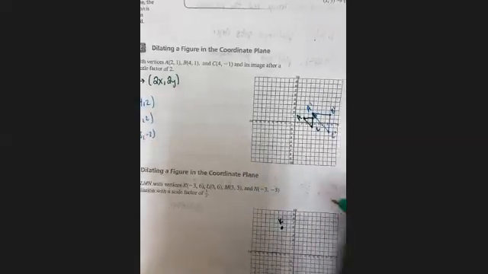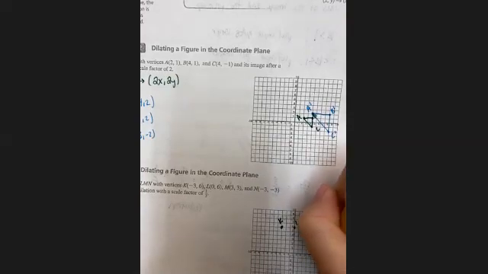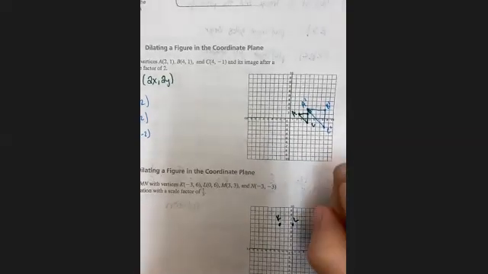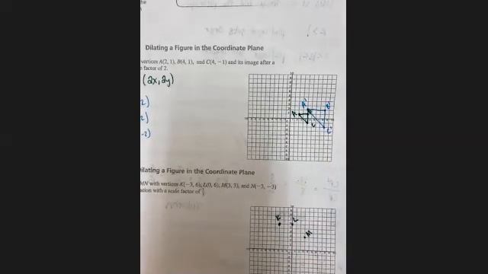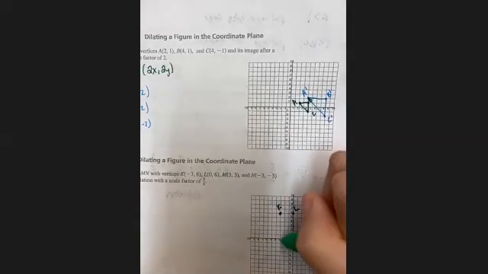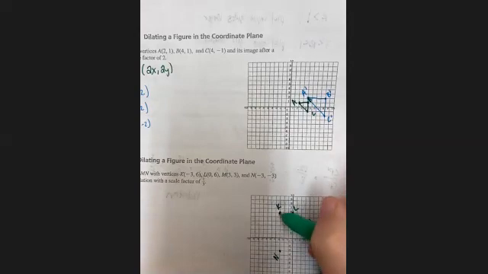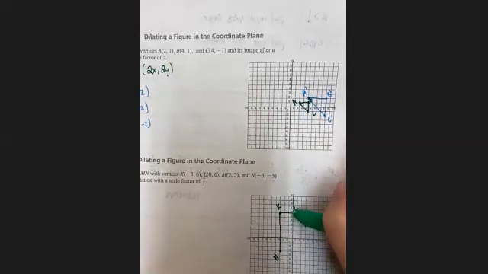L is at 0, 6. M is at 3, 3. And N is at -3, -3. Connect those to make your shape.